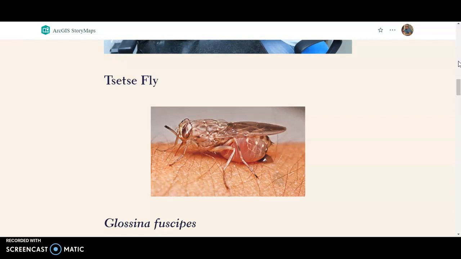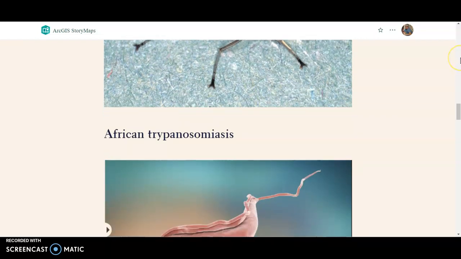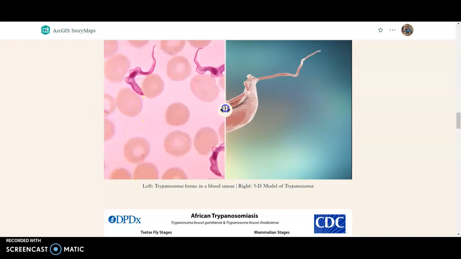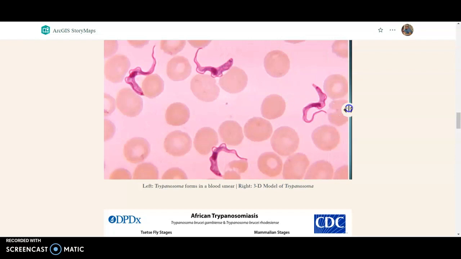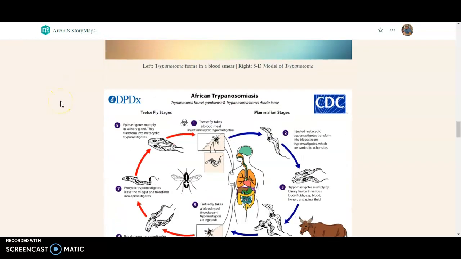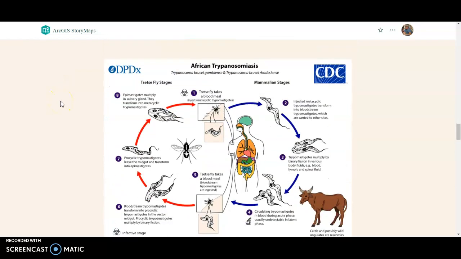Pictured here is African trypanosomiasis, an insect-borne parasitic infection caused by the species Trypanosoma brucei. The first image shows Trypanosoma forms in a blood smear under the lens of a microscope, and the second is that of a 3D rendering of the parasite. Below these images is a graphic on the transmission of the parasite, or its life cycle, if you will. During a blood meal on a mammalian host, an infected tsetse fly injects metacyclic trypomastigotes into skin tissues.